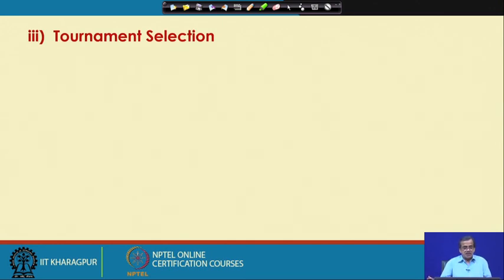Now, I am just going to discuss another reproduction scheme, which is popularly known as the tournament selection, and it has become very popular. Nowadays, we generally use tournament selection only. Now, what we do is we have the population size denoted by capital N. We select the tournament size small n. If capital N, the population size, is equal to 100, we take this tournament size small n might be equal to 3, 4, 5, something like this.